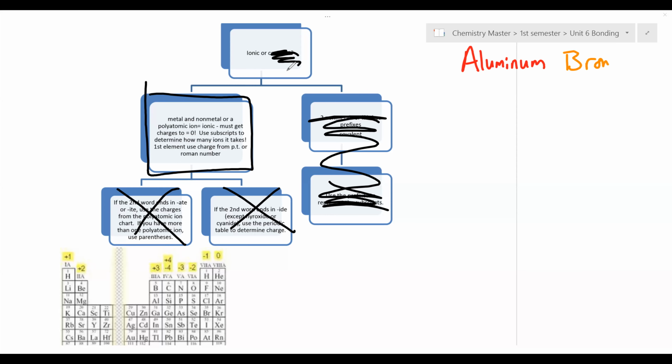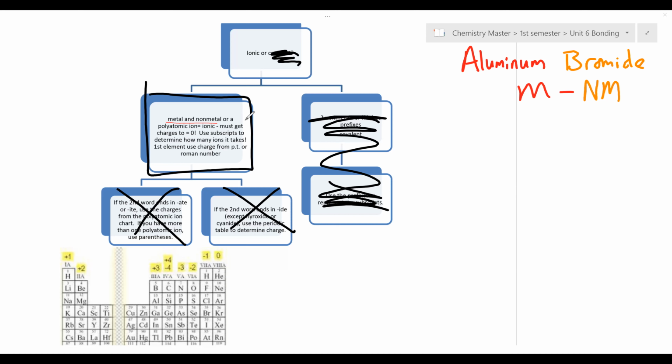When I'm trying to figure out how to write a formula, the first thing I ask myself is, is it ionic or covalent? I know this is ionic because bromine is a non-metal and aluminum is a metal, and anytime I see a metal and a non-metal together, it is ionic. In this case you don't have to ask yourself that, because we're doing all ionic right now.